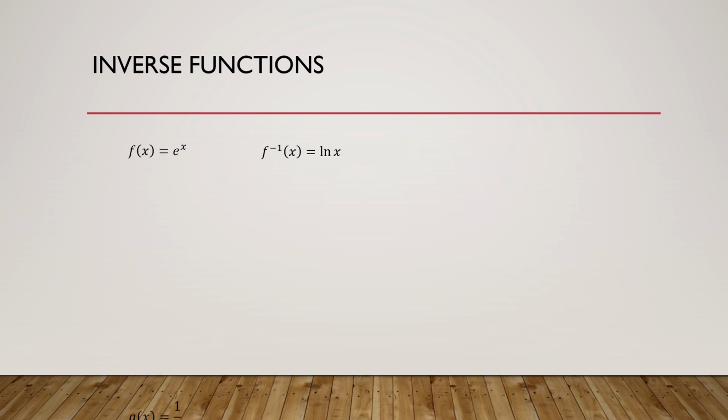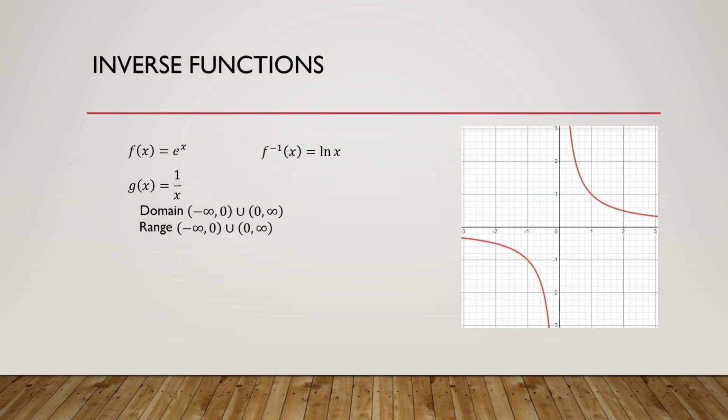The next function we'll study is g of x is equal to 1 over x. The domain of this function is all x not equal to 0, and the range is all y not equal to 0. This is the graph of the function, and note that it passes the horizontal line test, and as such is one-to-one.